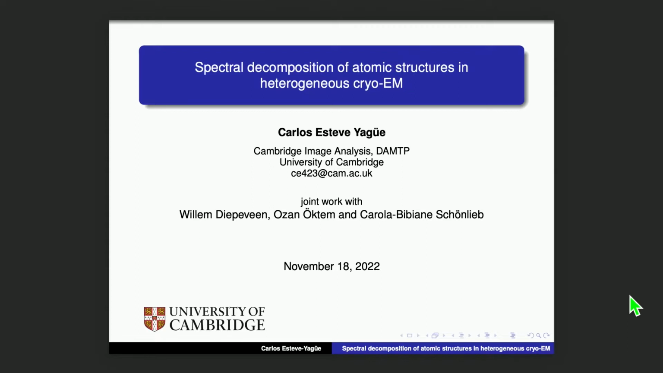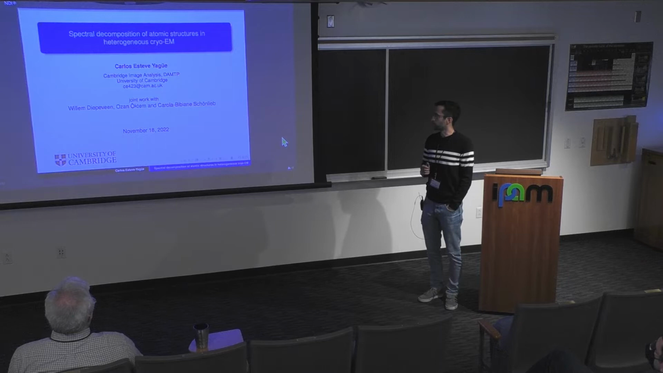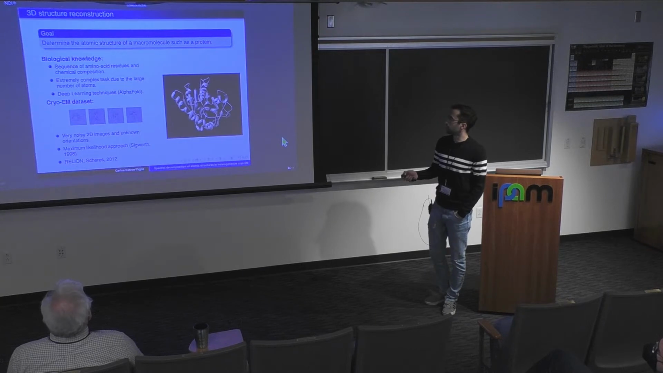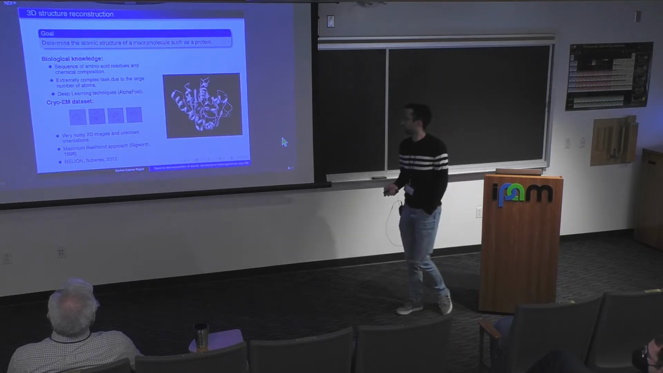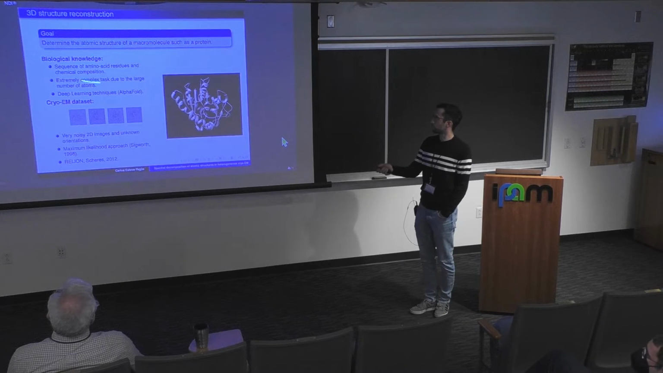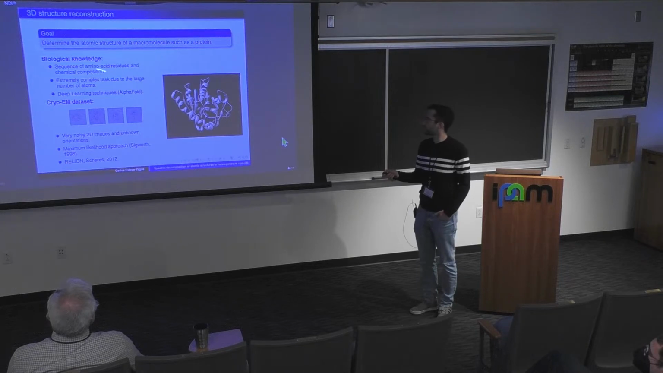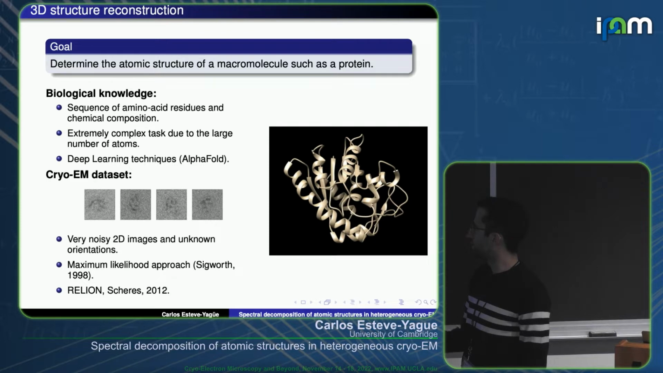I'm quite new in the field, but I'm going to present some results and an approach that we are trying to use to address this problem of recovering the atomic structure of a macromolecule, such as a protein. There are different kinds of information that we can use, like biological knowledge. We know that, for instance, a protein is a sequence of amino acid residues, and they form a kind of chain. But from this information, it is very hard to recover the structure.